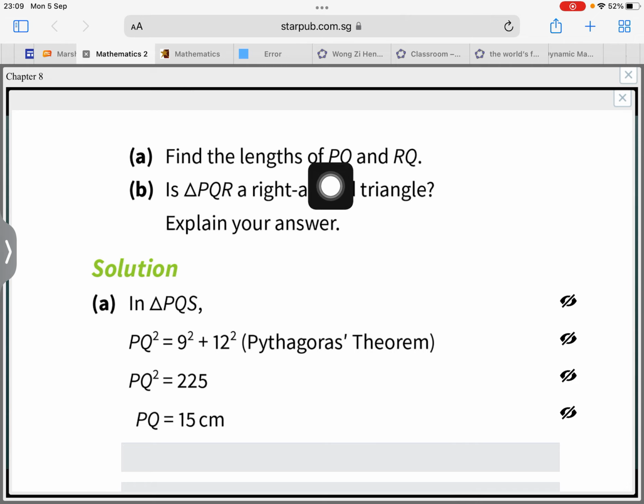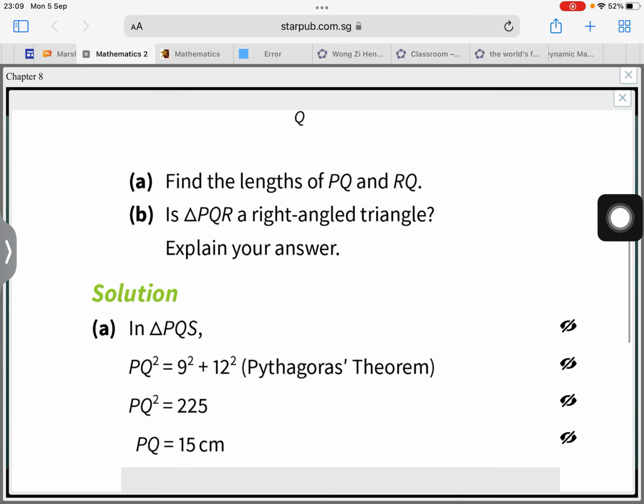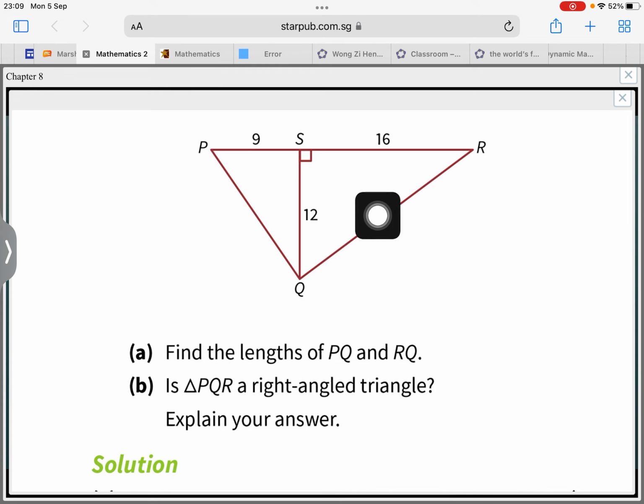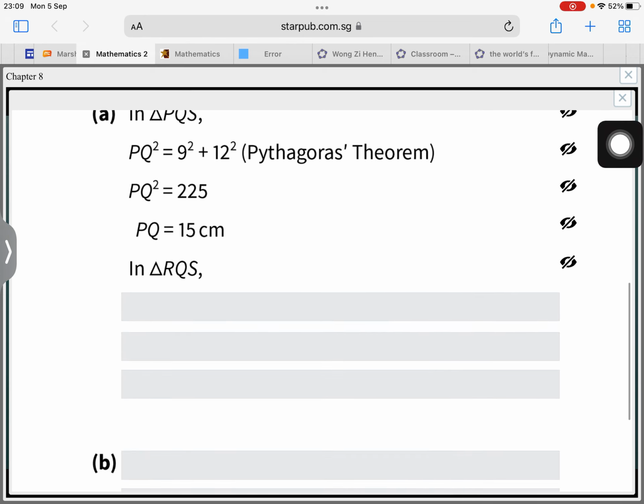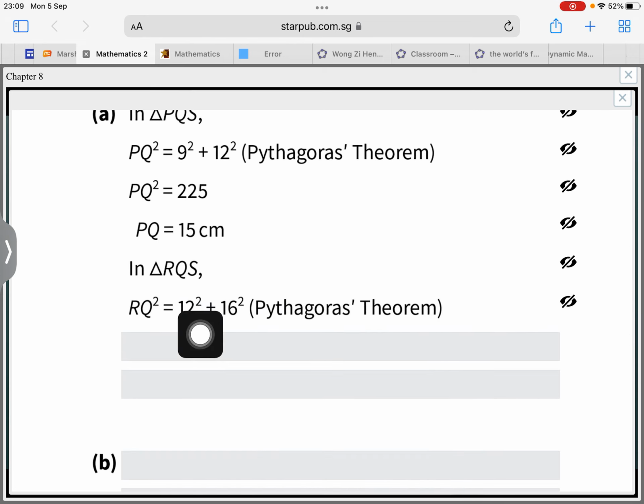Once you know PQ, they also ask you to find RQ. RQ is also in a right angled triangle. So RQ square equals RS square plus QS square, which is 16 square plus 12 square added together. Same thing, you need to write down that it is because of Pythagoras theorem that you can establish this relationship.